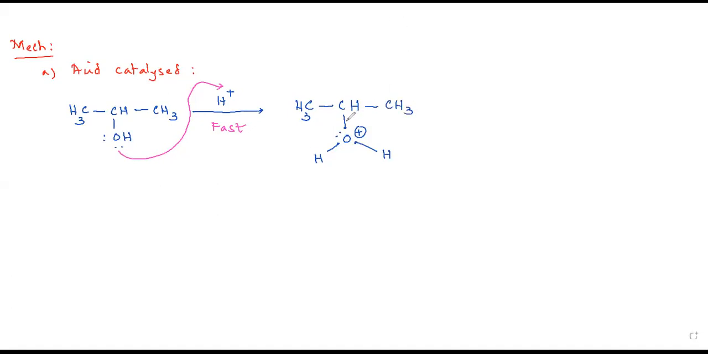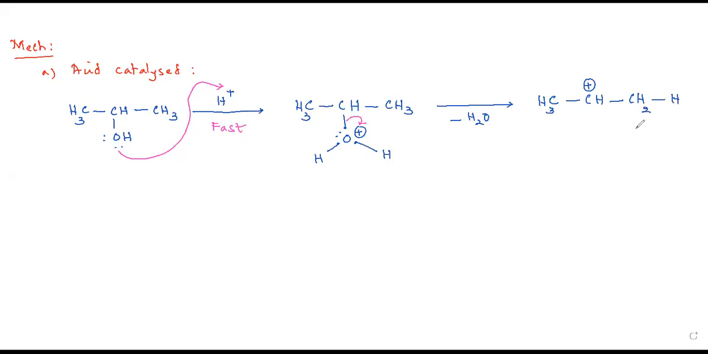Now, this one loses a water molecule. Then a carbocation is generated. Okay. Now from this, we can get an alkene this way.